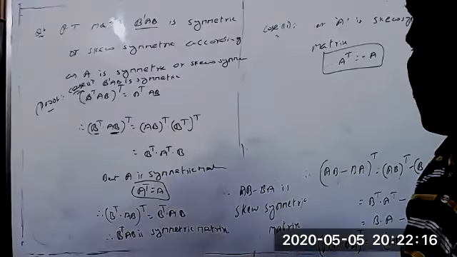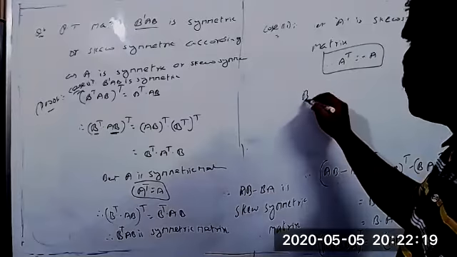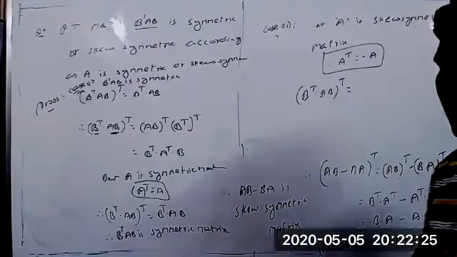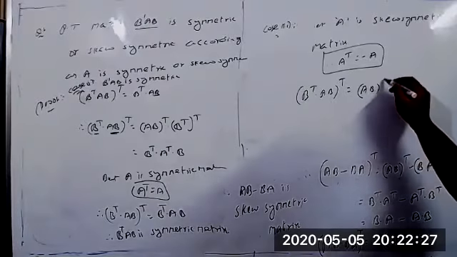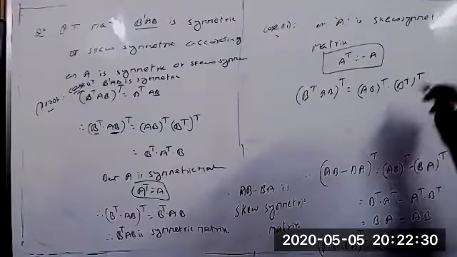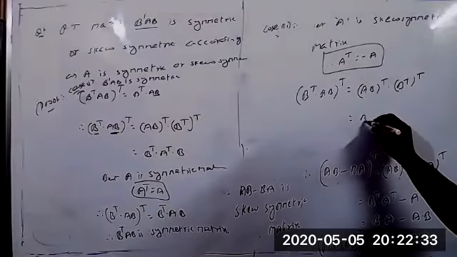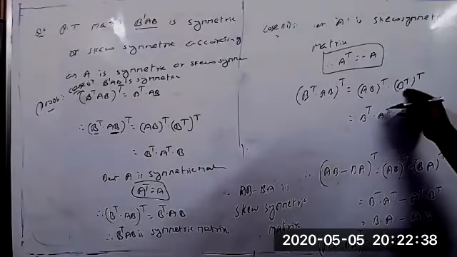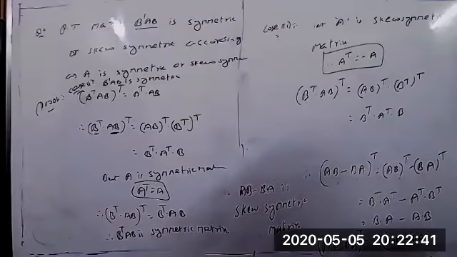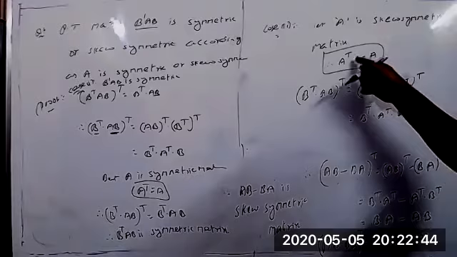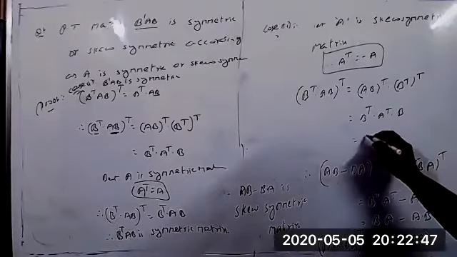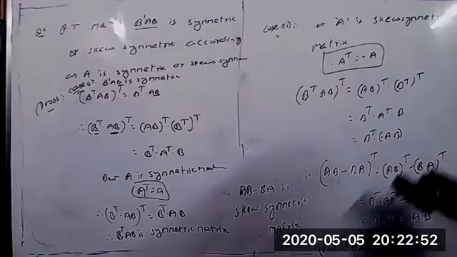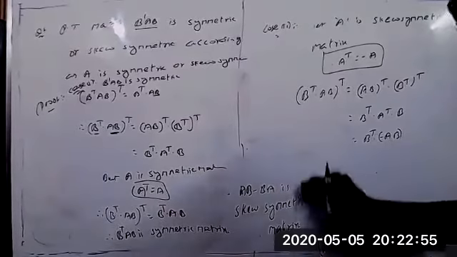Again, follow the same procedure now. What is that? B transpose into AB whole transpose equal to AB whole transpose into B transpose whole transpose. Again, AB whole transpose equal to B transpose into A transpose, and B transpose whole transpose equal to B only. But according to this statement, A transpose equal to minus A, you can substitute it. So B transpose into minus A into B now. So this minus you can take outside.